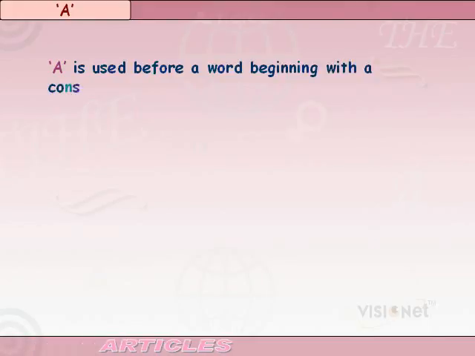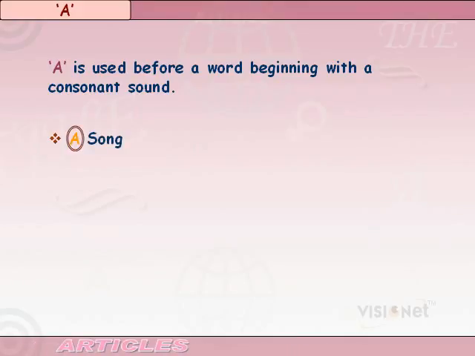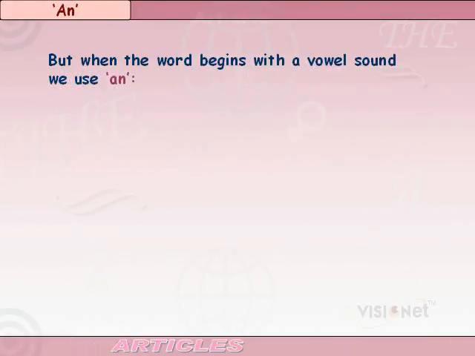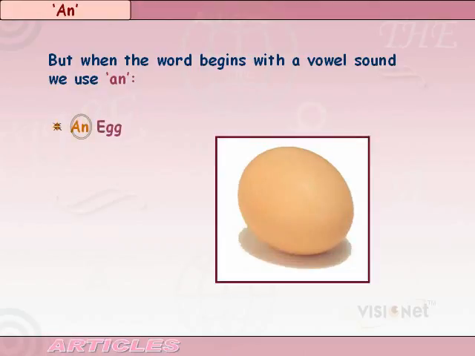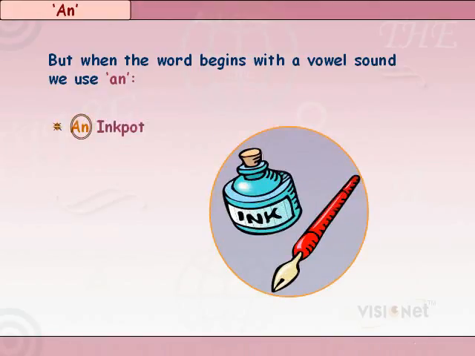Now the question arises, when to use a and when to use an? A is used before a word beginning with a consonant sound. For example, a song, a lake, a picture. But when the word begins with a vowel sound, we use an. For example, an apple, an egg, an ink pot. Here, apple begins with a vowel sound a. Egg begins with a vowel sound e. And ink pot also begins with a vowel sound i.